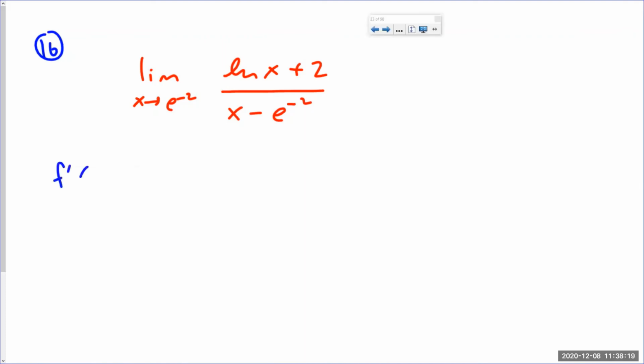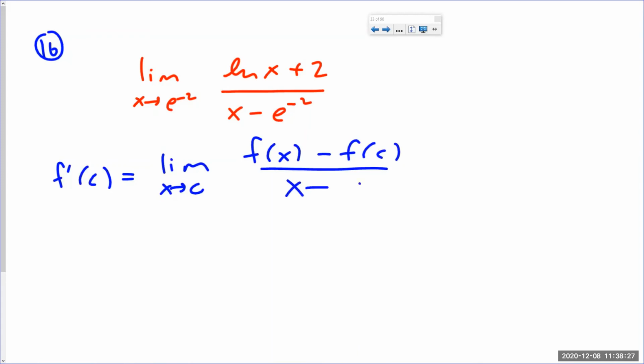The definition of a derivative, one of the formulas, is the limit as x goes to c of f of x minus f of c over x minus c. Okay, let's see if this really fits. If this is e to the negative 2, if it's c, then this is also e to the negative 2. Are those places the same numbers? Yes, okay. If this is x minus, this is x minus, that looks good.